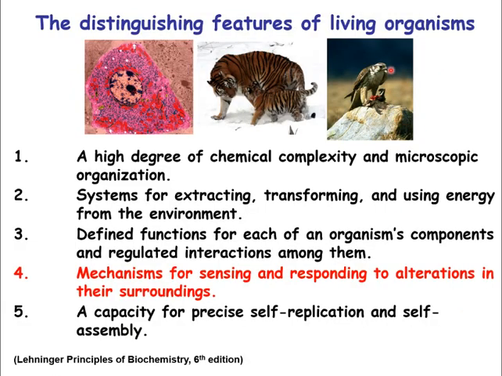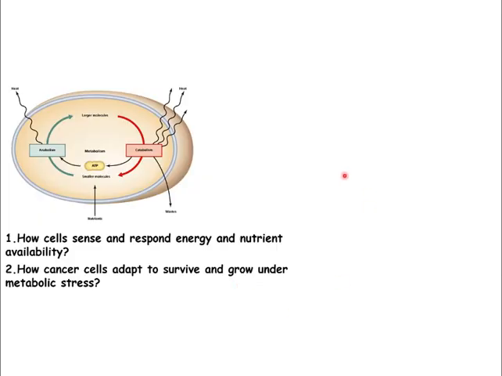So as we know, one key feature to distinguish us as a living organism from those other matters such as stone is the capability of the living organisms to be able to sense and respond to the alterations in their surroundings, including the fluctuation in the metabolites and energy levels in our surroundings. So we have a long-standing interest in questions such as how cells sense and respond to the energy and the nutrient availability. So these are very fundamental questions. But also in the context of cancer biology, how cancer cells adapt to survive and grow under metabolic stress.